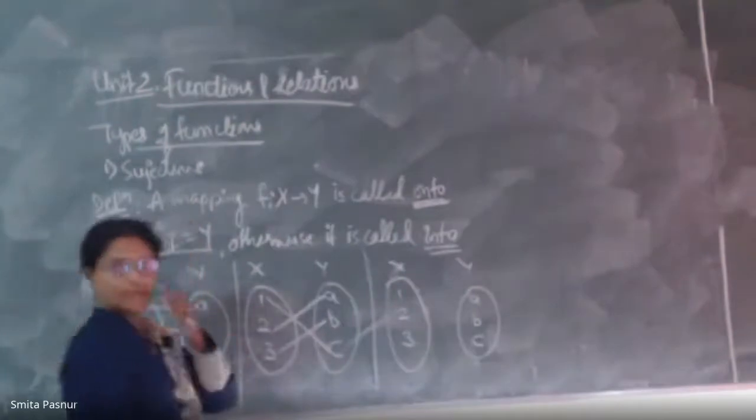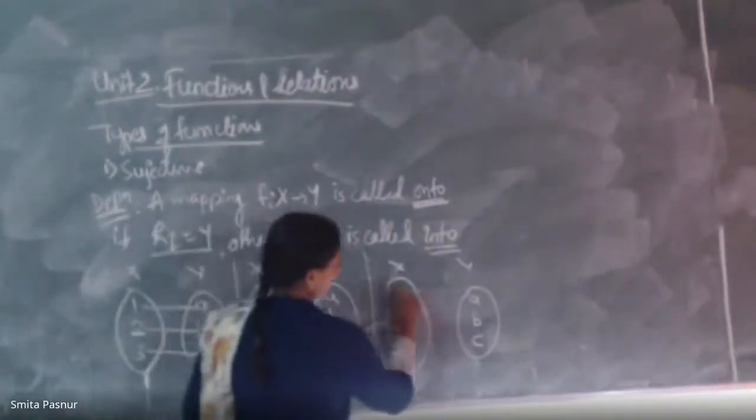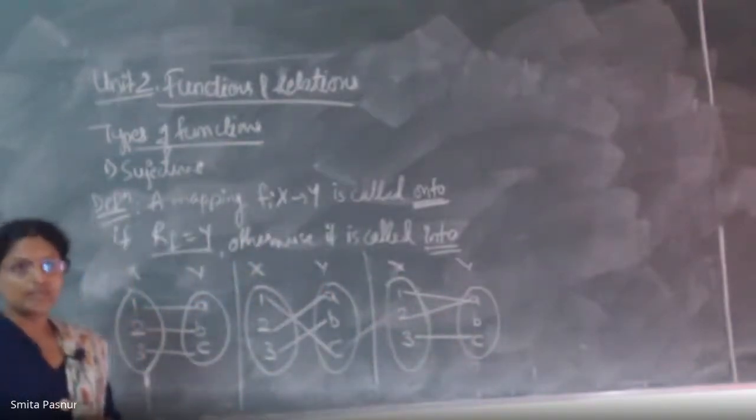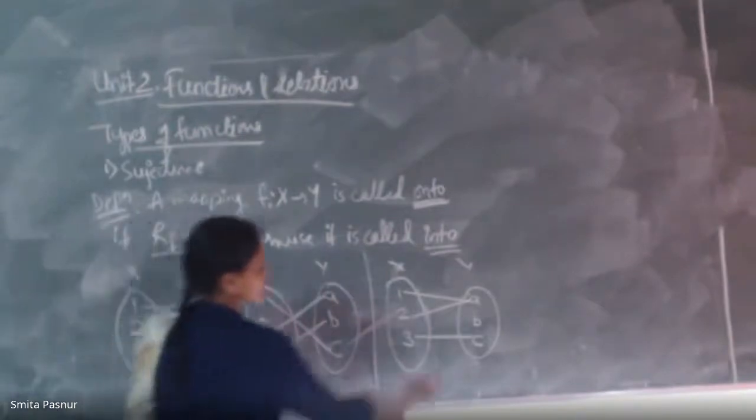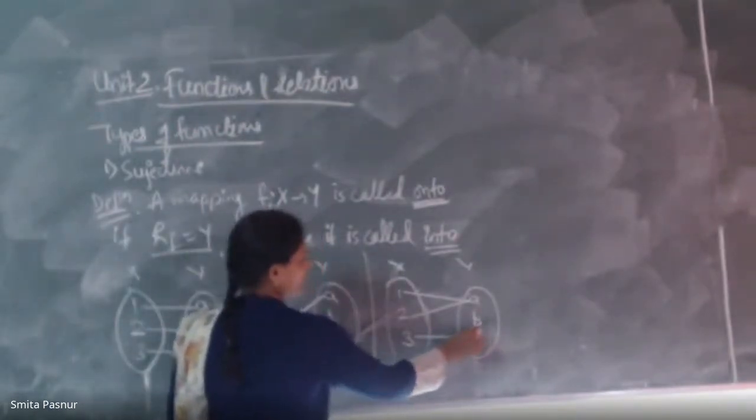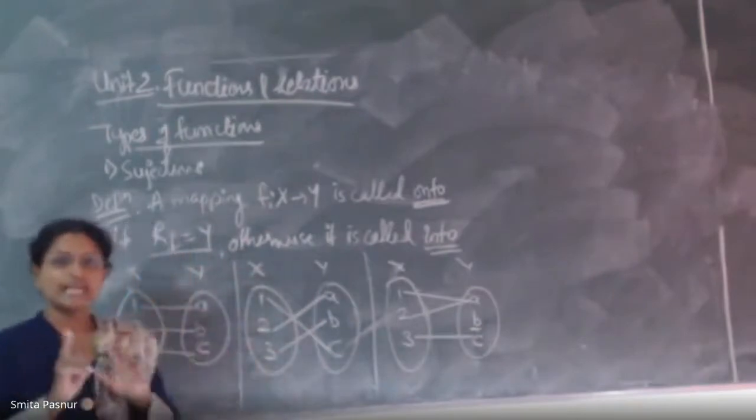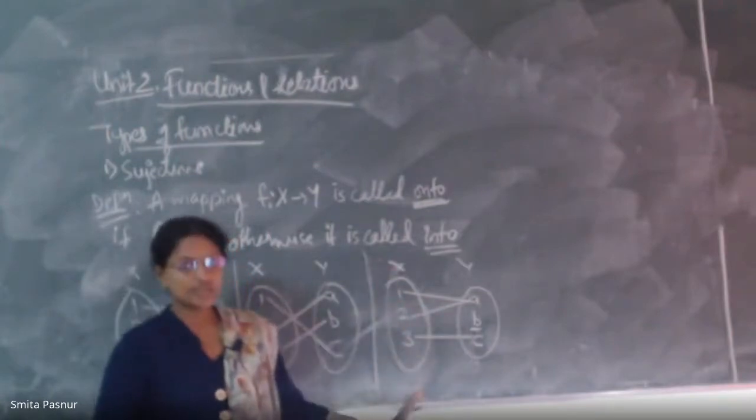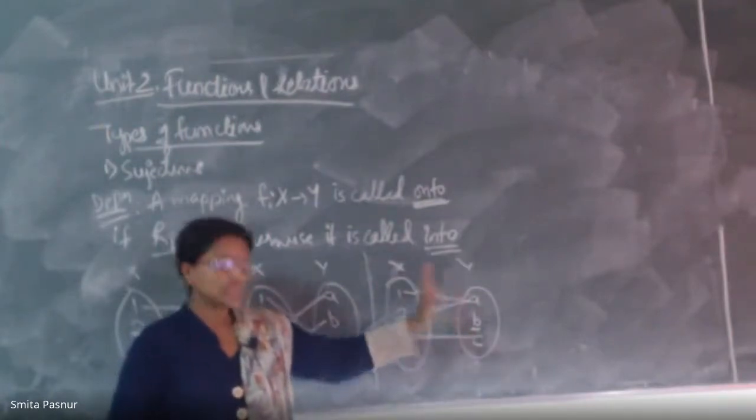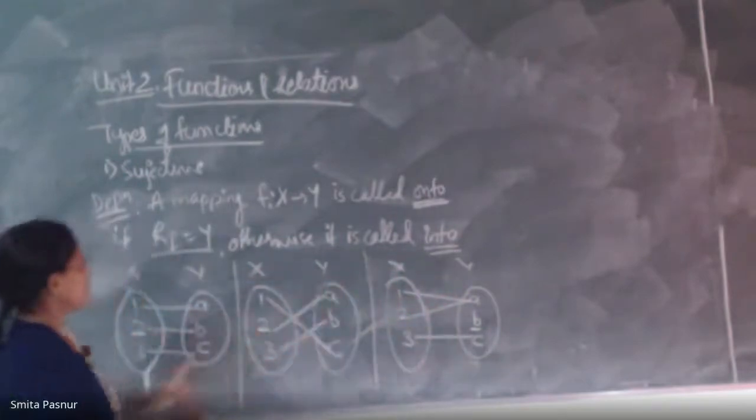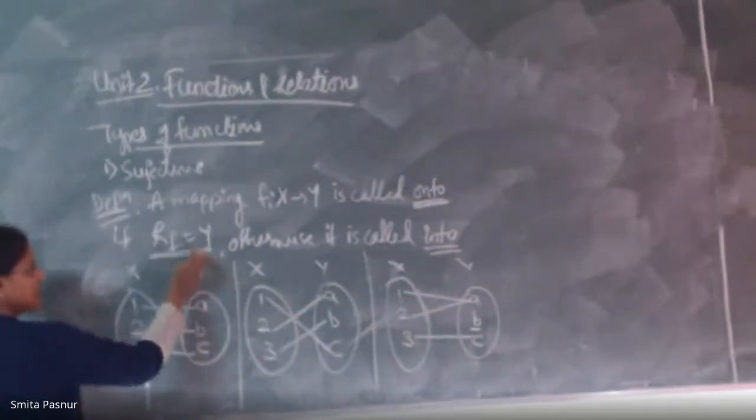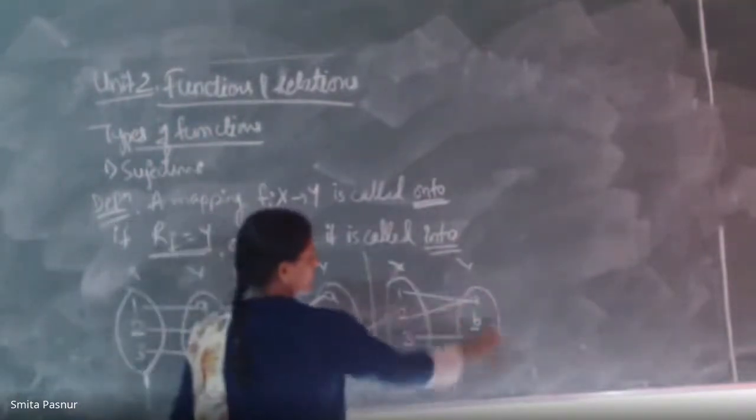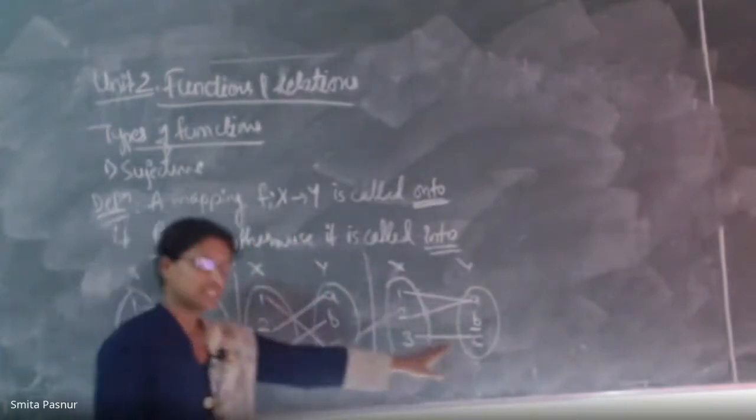So if you observe here, suppose I'm writing like this. This example is not an onto example. Why? Because you can see that this particular element B of Y is not mapped with any element of X. So we are leaving B, which is an element of Y. That is why we are not fulfilling this condition: range of f should be equal to Y. That means all the elements of Y should be mapped with X. But in this example, we are not doing that.